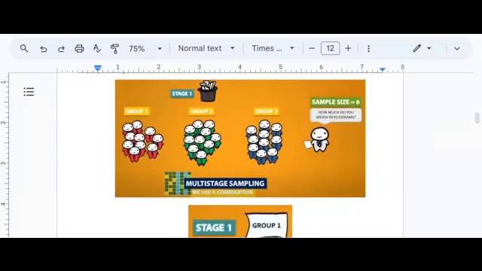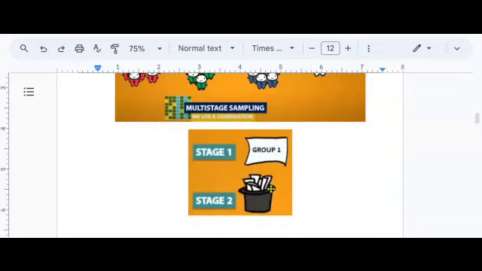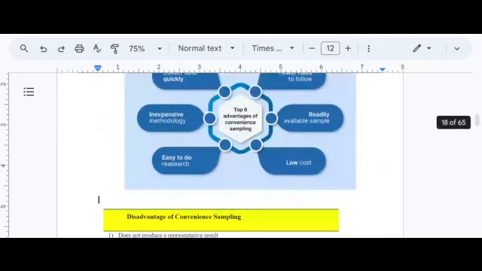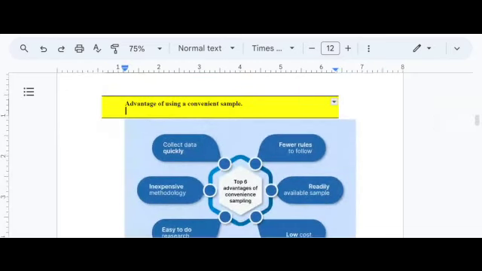How can I select the two? By random, okay? Group 1 random, group 2 random, and so on. That's multi-stage. Of course, there is advantage and disadvantage of each methodology. That's assignment number 3 for a group.